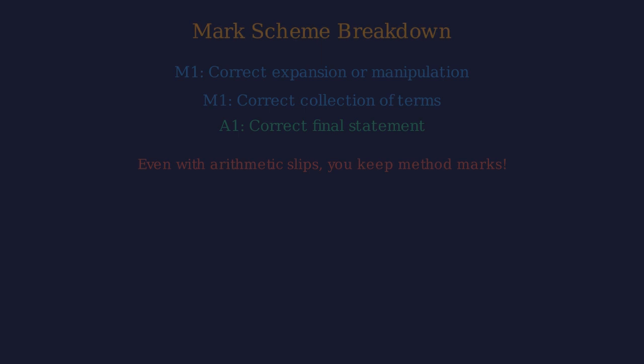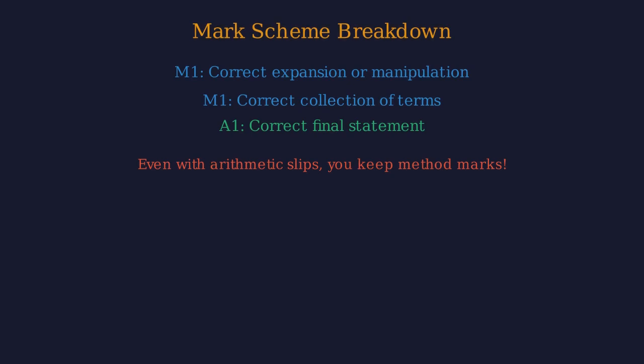Now why does each step earn marks? On a typical 3-mark show that question, the examiner is looking for method and accuracy. M1 for a correct expansion or correct algebraic manipulation, M1 for correct combination of like terms or rearrangement, and A1 for the correct final statement or exact simplification.